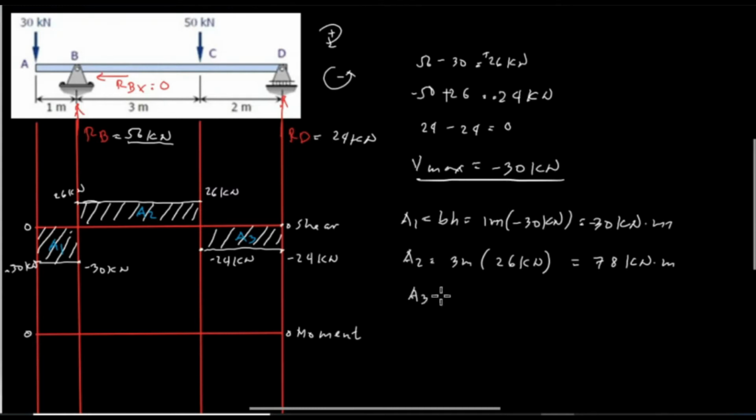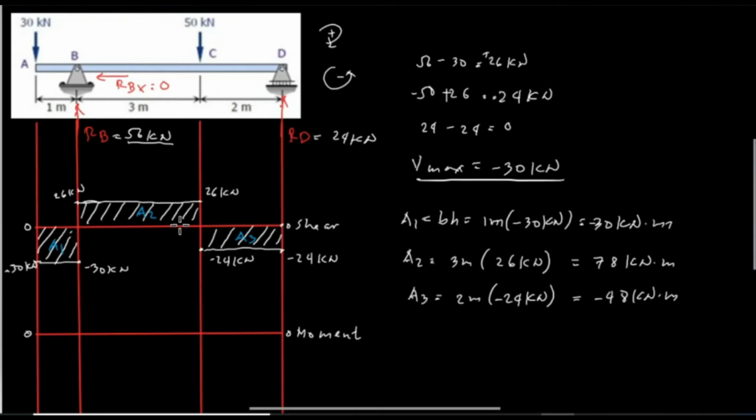And last, area 3, which is a rectangular shape from C to D, and the base is the distance from C to D, which is 2 meters, and the height is the shear force from C to D, which is 24 kilonewton, and the sign is negative, so negative 24 kilonewton. It is equal to 2 times 24, which is equivalent to 48 kilonewton meter, and the sign is negative. So we have now computed the areas from A to B, B to C, and C to D.